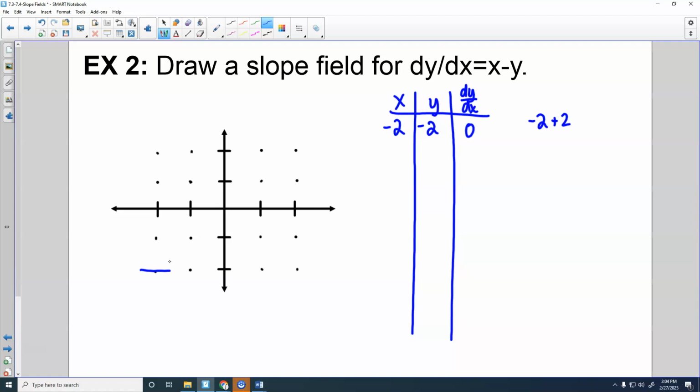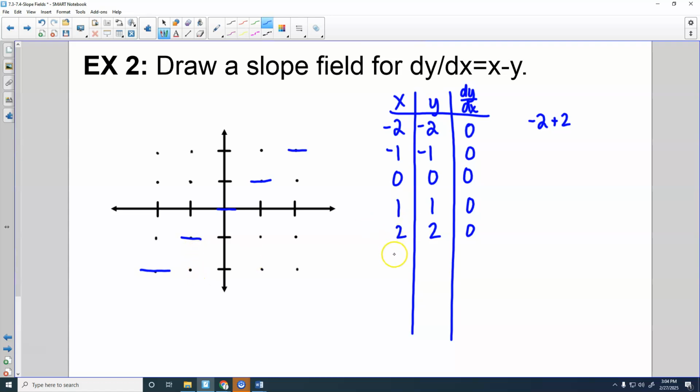Now, these can take forever to do if you make the table for the whole thing. What numbers are going to have a slope of 0? When they're the same, right? So like -1, -1 is going to be 0. 0, 0 will be 0. 1, 1 will be 0. So sometimes you can kind of find patterns that help you fill it in a little bit more quickly. But you do eventually have to do all of the points on this graph.